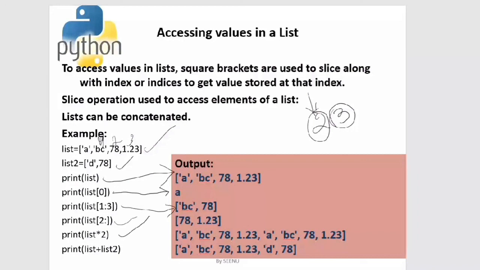And next is concatenation, wherein you can concatenate 2 strings together. So I said list plus list2, which is giving this output, wherein it has concatenated A, B, C, 78, 1.23 and D and 78. Okay, so the elements from both the lists are printed. You just need to use the concatenation operation, just like how you have used it for strings, you can use it for the list also.